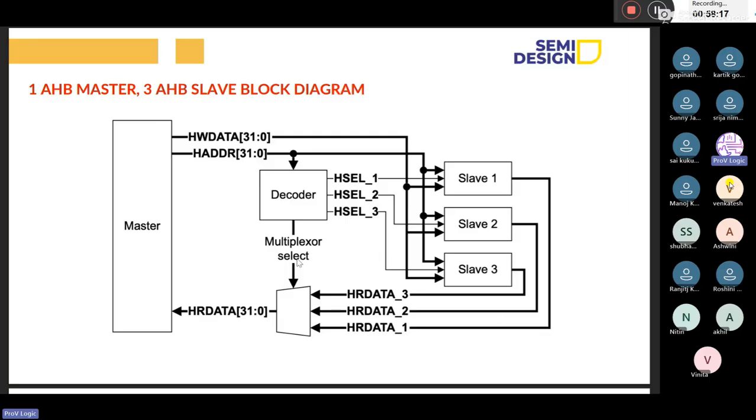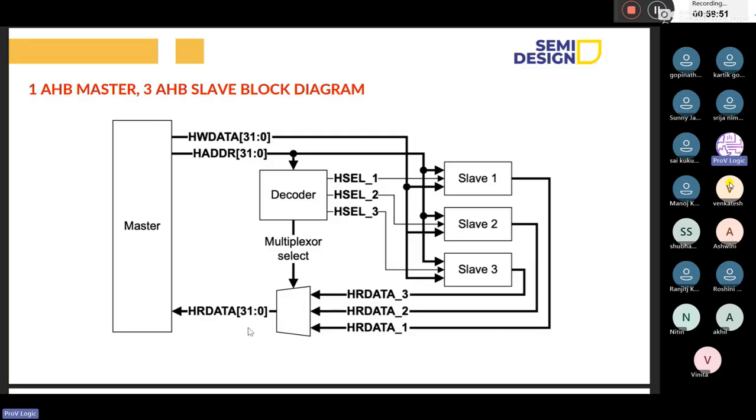So multiple masters and multiple slaves can exist here, but only one master can use the bus at a time. HWDATA, HRDATA and HADDR are connected directly, but which one is selected depends on the decoder. Whatever the HSEL is giving as read data will be sent through the multiplexer. Any one data will be sent to the master, because it's a one-to-one connection, right?